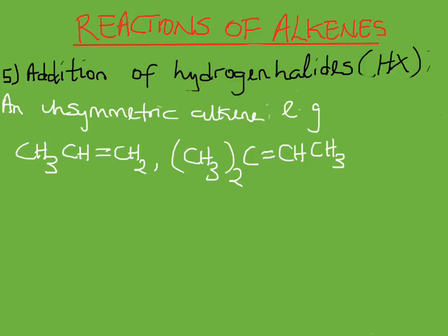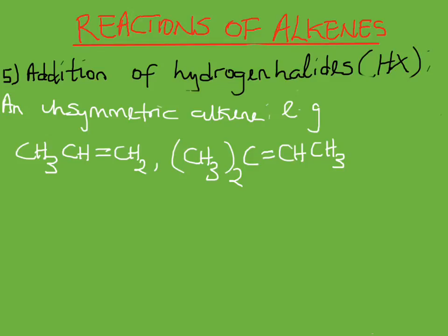As you can see from the example there, the first carbon on the first compound, after the double bond, has 2 hydrogen atoms. The second carbon atom has 1 hydrogen atom. That is an unsymmetric alkene, because an unsymmetric alkene is an alkene with different number of hydrogen atoms across the double bond.